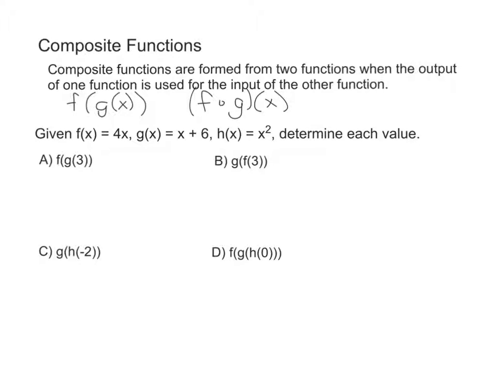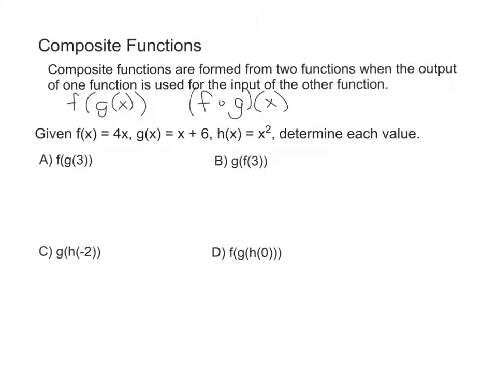But we're going to look at just two examples, and then I'm going to get you working on some of this stuff. So this one says, given f of x equals 4x, so there's the first function f of x. g of x is equal to x plus 6. h of x is equal to x squared. Determine each value. So it's giving us a whole bunch of different functions to work with, and it's going to ask us to find some things.